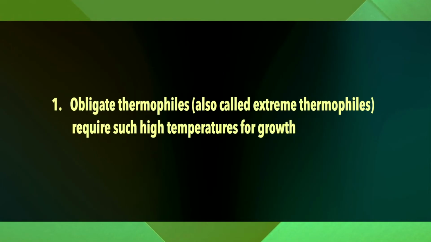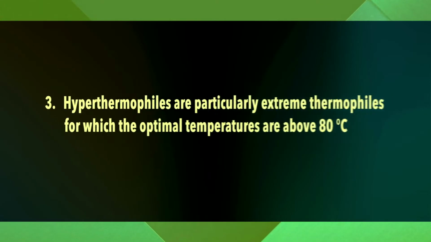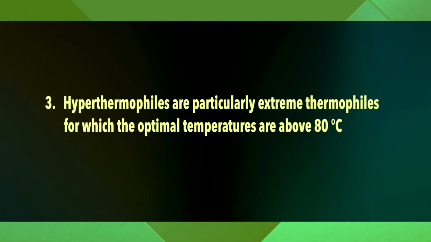Thermophiles can also be classified as follows. Number 1. Obligate thermophiles, also called extreme thermophiles, require such high temperatures for growth. And number 2. Facultative thermophiles, also called moderate thermophiles, that can thrive at high temperatures but also at lower temperatures below 50 degrees. Hyperthermophiles are particularly extreme thermophiles for which the optimal temperatures are above 80 degrees.